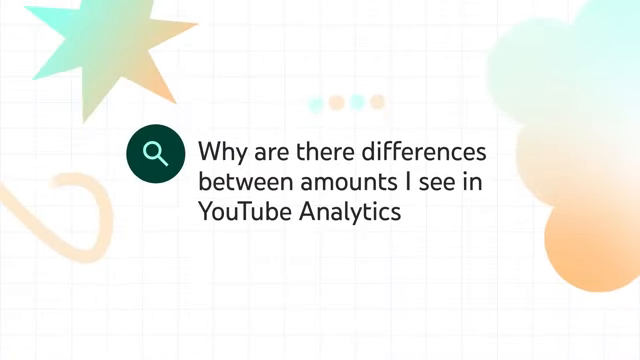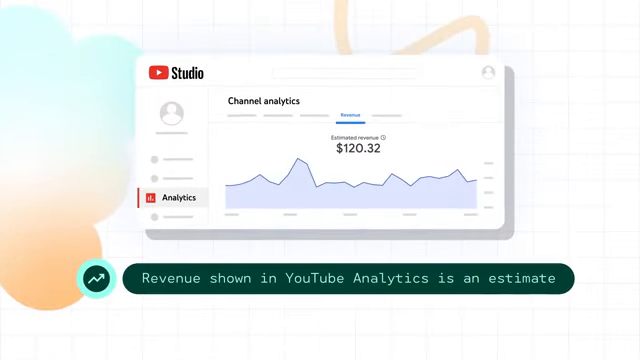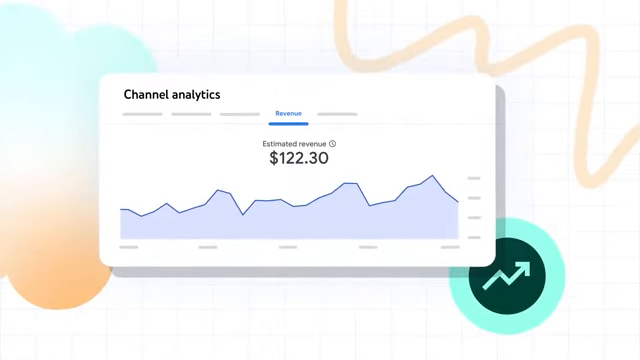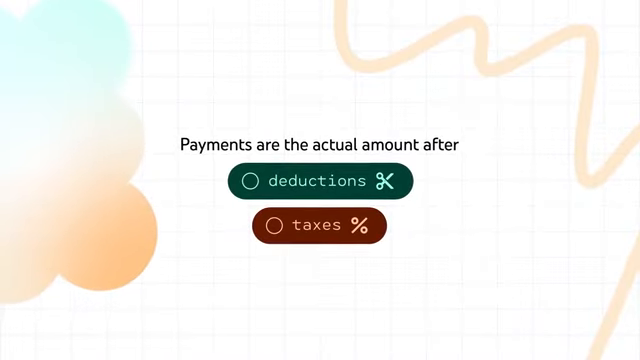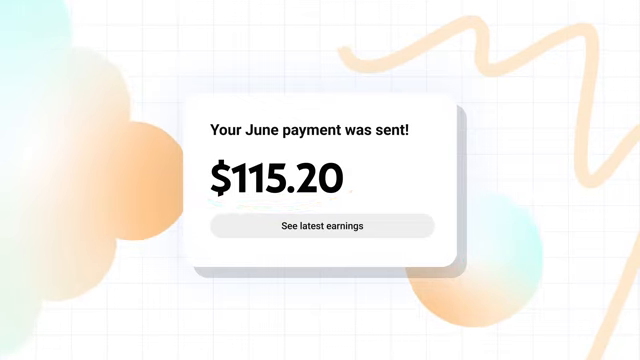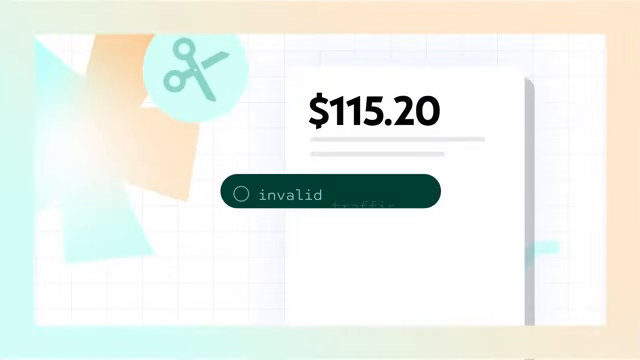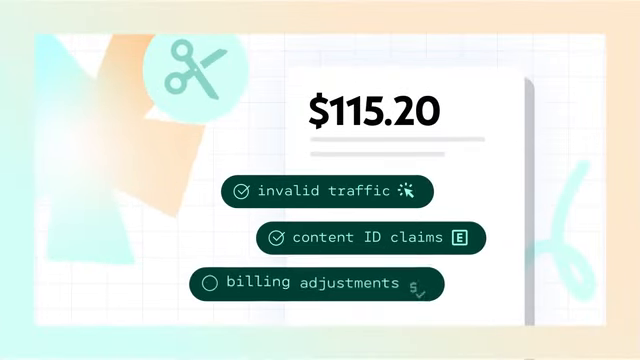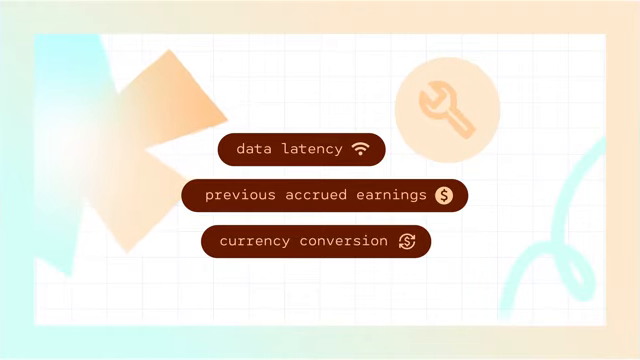Why are there differences between the amounts I see in YouTube Analytics and the actual payments I receive? Revenue shown in YouTube Analytics is an estimate and will fluctuate throughout the month based on your channel activity and as we make adjustments. Payments are the actual amount we pay out after deductions and taxes. Once a payment is issued, that is the official amount. You'll see this amount in the Studio mobile app or in AdSense for YouTube. And it's been adjusted for things like invalid traffic, content ID claims, taxes, and other billing adjustments. You may also see differences due to data latency, accrued earnings from previous months, or currency conversion rates and when the rate is applied, if you're a creator that isn't paid in USD.